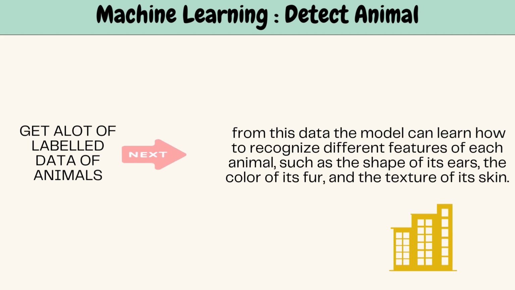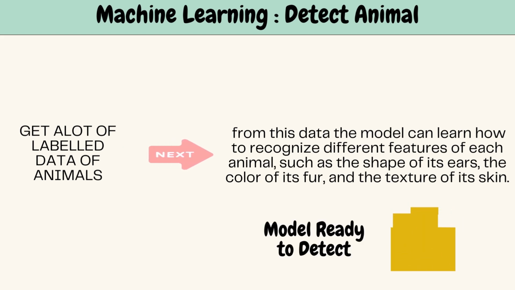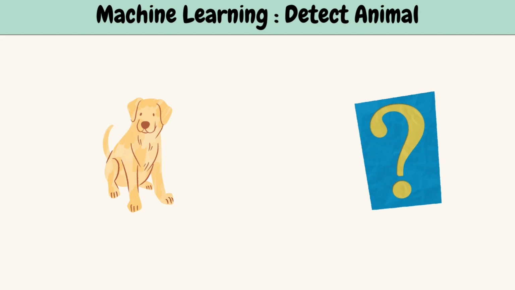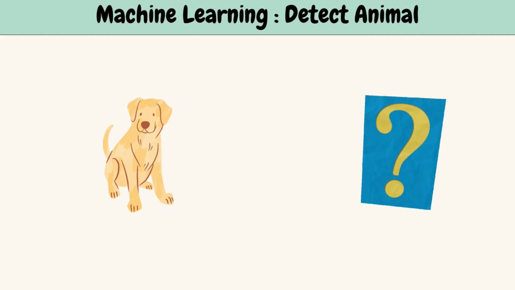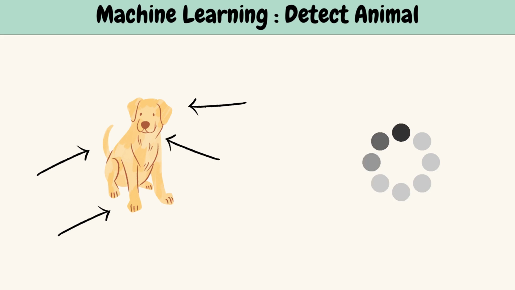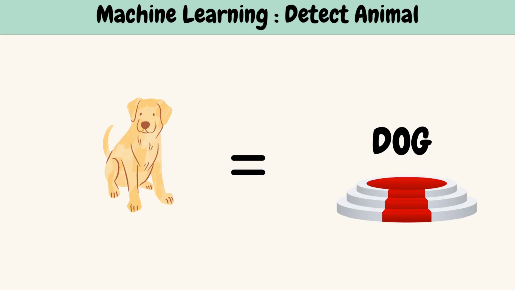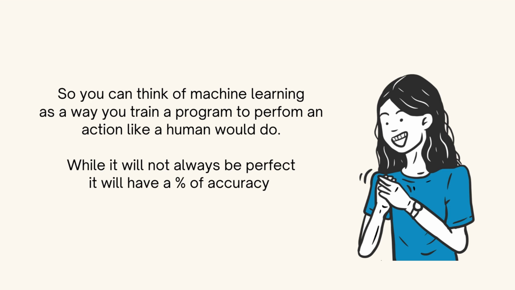Once it's able to do that, then we will have a model that is ready to detect. So once we give the input as the picture and ask the model to compute, it will start checking different elements and features of this image to try to identify what animal it is. And then finally, voila, it will tell us it's a dog. So you can think of machine learning as a way you train a program to perform an action like a human would do it. Of course, it's not always going to be perfect like a human, but there's always a level of accuracy so you know how well it is doing.